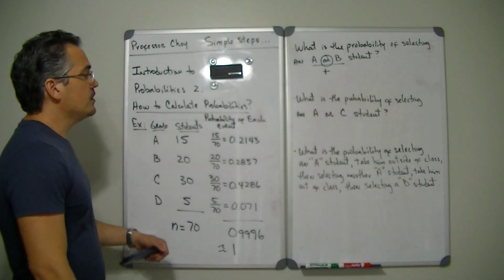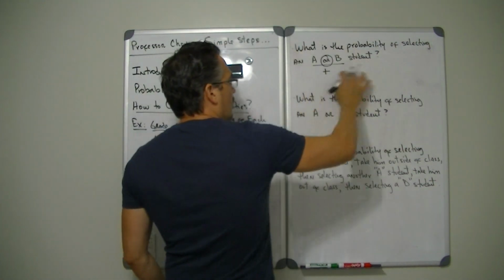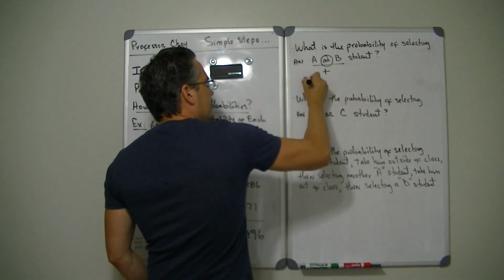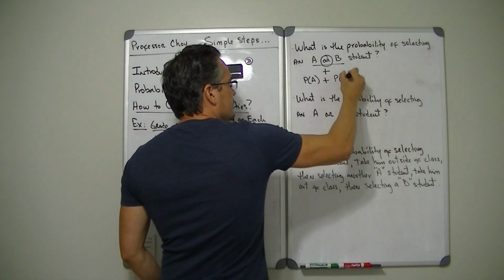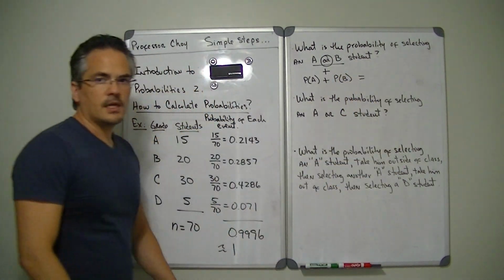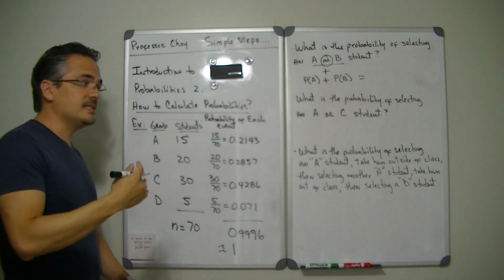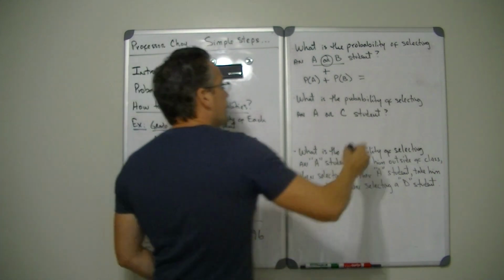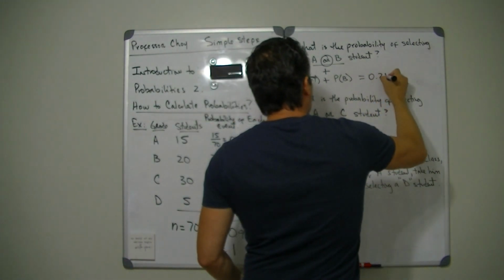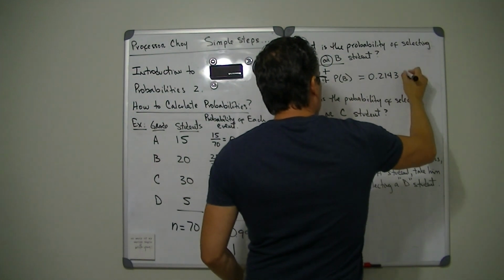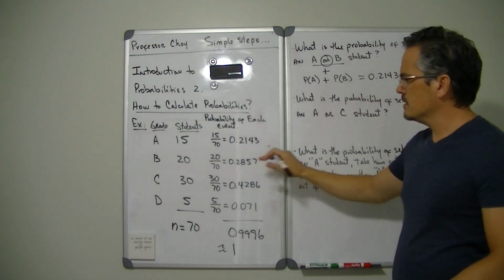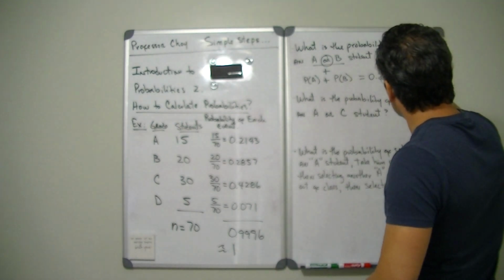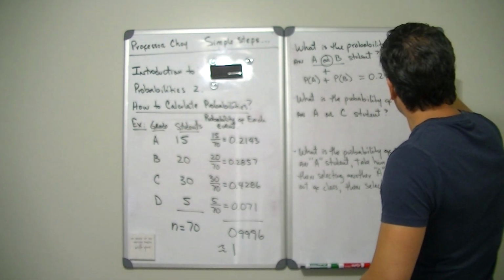So in order to solve this problem, you add the probability of event A plus the probability of event B. The probability that a student is an A is 0.2143, and the probability that a student is a B is 0.2857.